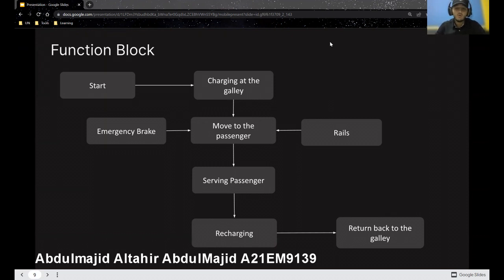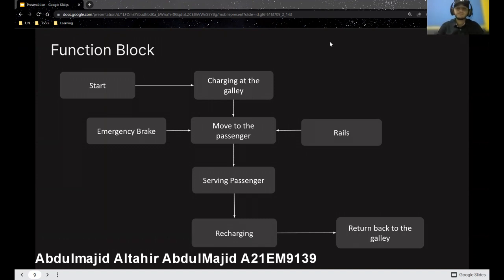After charging all the orders on board, the trolley moves back to the charging galley, where more orders are loaded into it. The cycle completes and another service period starts. That's all for function block.